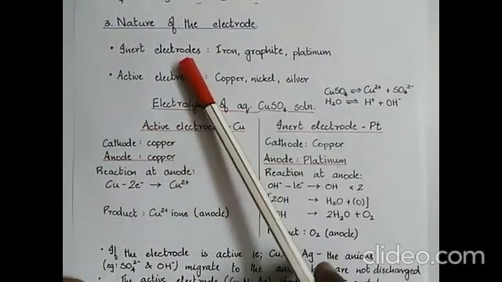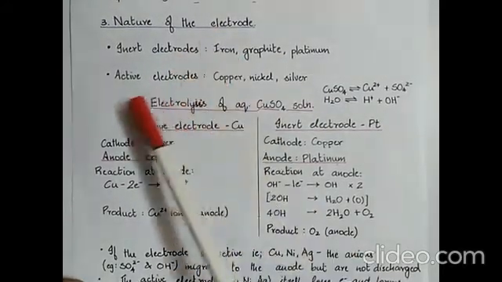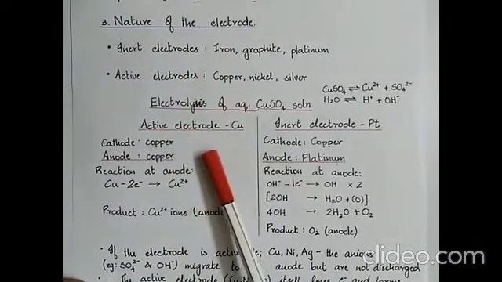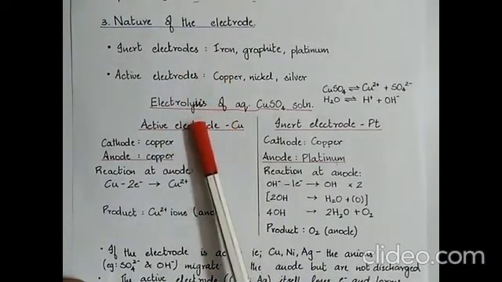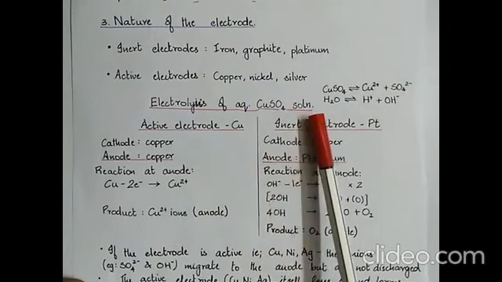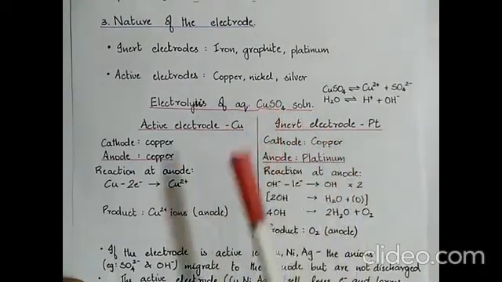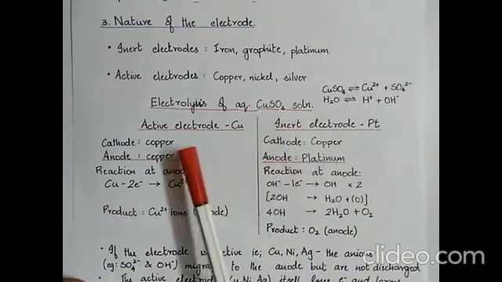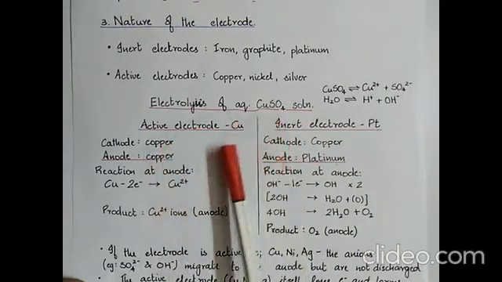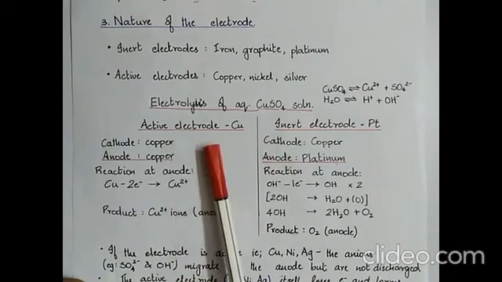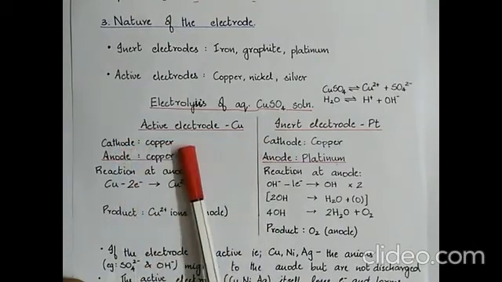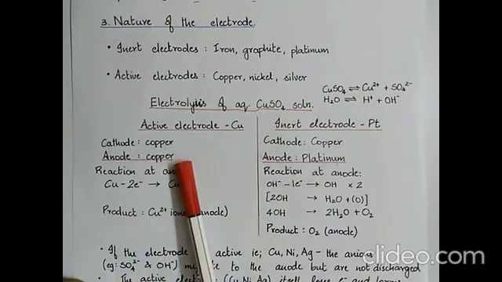Inert electrode does not take part in electrolysis. Active electrode takes part in electrolysis. So let us take an example of electrolysis of aqueous copper sulfate solution using active electrode and inert electrode to understand the concept better. So first is electrolysis of aqueous copper sulfate solution using active electrode copper. So cathode is copper, anode is also copper, which is active electrode.